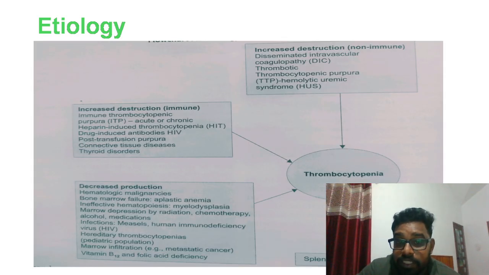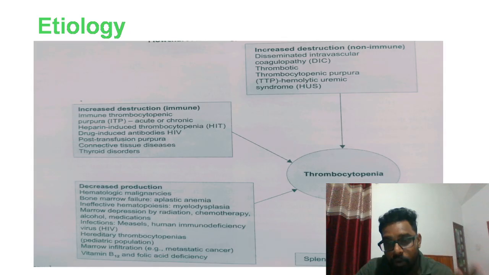Ineffective hematopoiesis, no proper hematopoiesis, that is myelodysplasia. Marrow depression by radiation, chemotherapy, alcohol, medication. Then some infections like measles infection, HIV infections. Then hereditary thrombocytopenia in pediatric population. Marrow infiltration by metastatic cancer, vitamin B12 deficiency, folic acid deficiency, that will lead to decreased production of platelets.